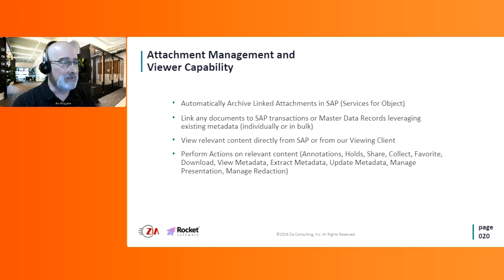So before I jump into the live demo, I do want to touch that first use case. As we mentioned, right out of the gate, we can move all the existing attachments to the archive appliance, and still, from the user's perspective, they see no difference. They go to the services for object, look at the attachment list, click on it, launches our viewing client. They see the documents. We can also link any document to an existing transaction or master data record, either individually or in bulk. I'll do it individually. And then you can view that content directly within SAP or using our viewing client. And we'll take a closer look at that. So let me share my screen.